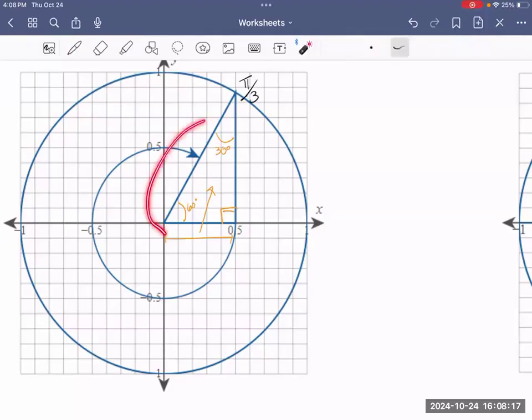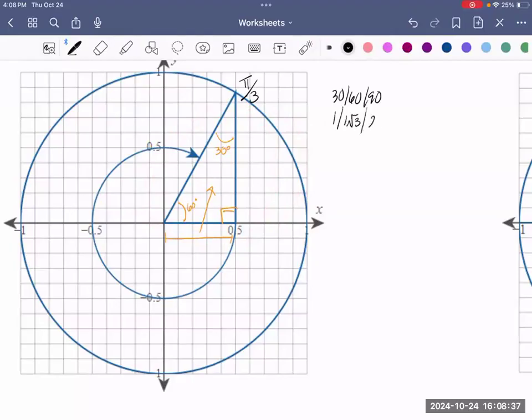So we can use what we know about a special right triangle, right? 30, 60, 90, on a unit circle. That would be, well, I guess it should be 1, root 3, and 2, right? It just means that this 30 degrees is half of the 90-degree angle. So, and this is where that half is coming from.